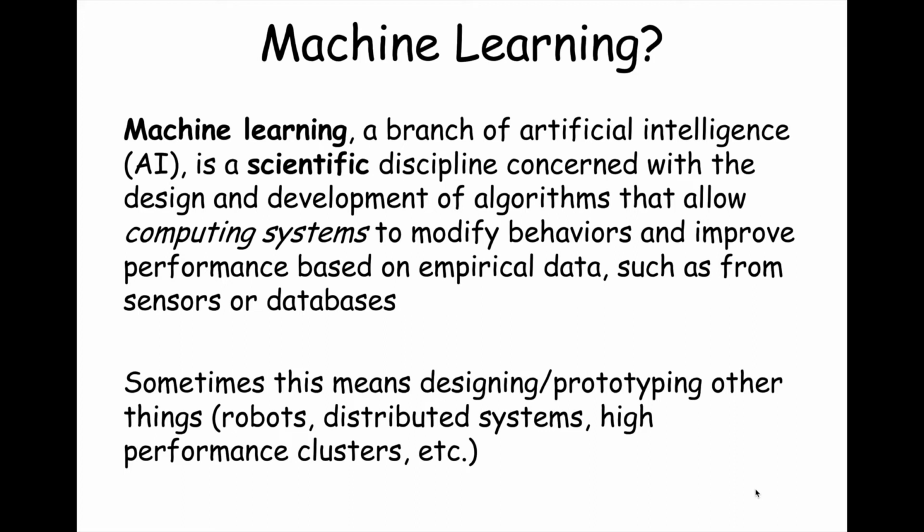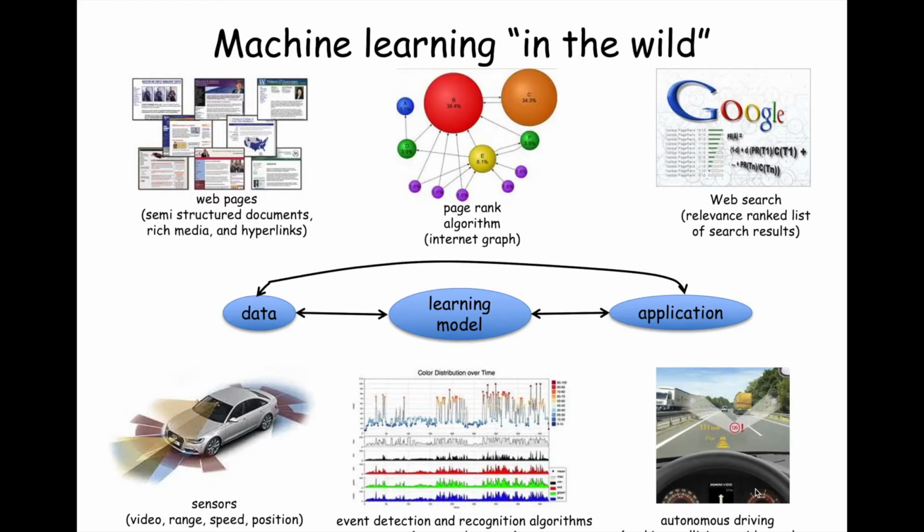And sometimes it means you build artifacts. It's more about the data in machine learning, but sometimes you build artifacts like robots and sensor systems and all sorts of things, clusters, high performance computers in support of this goal, especially if you're dealing with a large amount of data. So there are a lot of examples of machine learning in the wild. And machine learning in the wild, first and foremost, consists of data. So we have data here on the left. You have a so-called learning model, that's sort of the engine that's doing stuff. We're going to talk today about what this learning model is and give you some framing examples for that. And then, of course, there's an application.